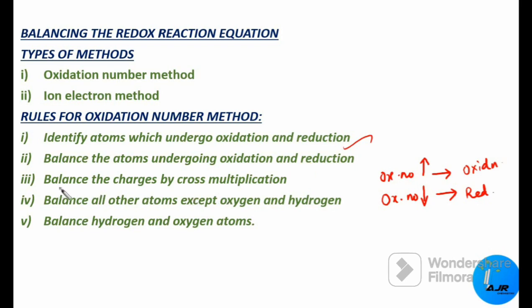Okay. So next one is balance the charges by cross multiplication. In step 3, we should balance the charges by cross multiplication. That you will understand when I do that. Okay. And next we should balance all the atoms except hydrogen and oxygen. Leaving behind oxygen and hydrogen, we should balance all the other atoms present in the redox reaction. And finally, we should balance the hydrogen and oxygen atoms.